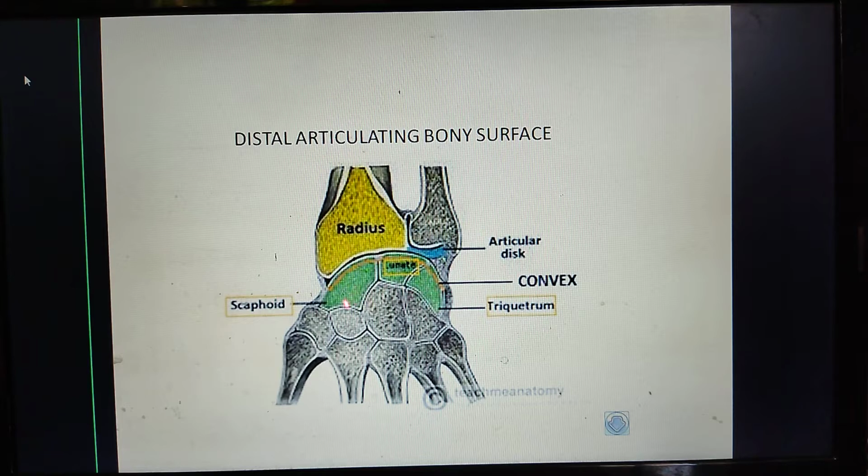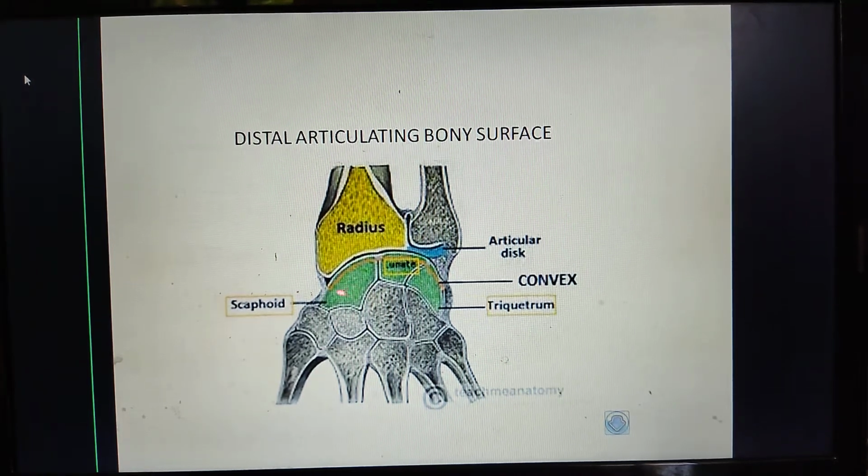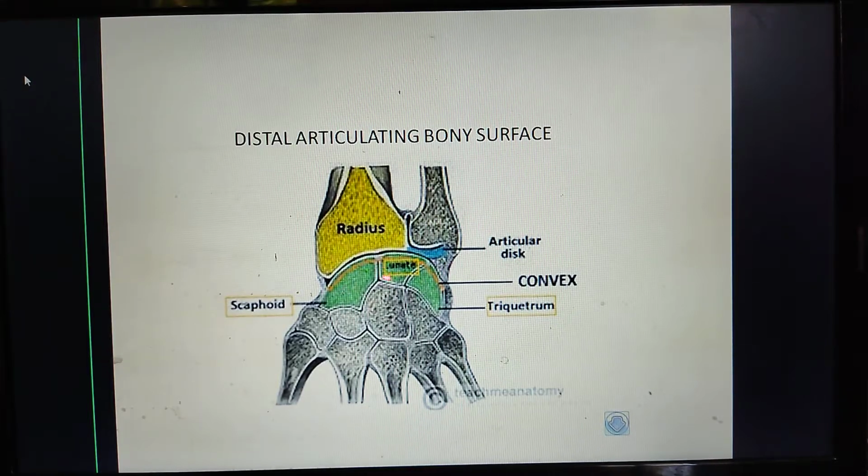Now here we can see that this is the distal articulating bony surface, and as it is being traced, it is reciprocally convex and it is formed by the proximal row of carpal bones, namely the scaphoid, the lunate and the triquetrum or the triquetral bone, along with the intercarpal ligaments. So they form a continuous reciprocally convex bony surface.